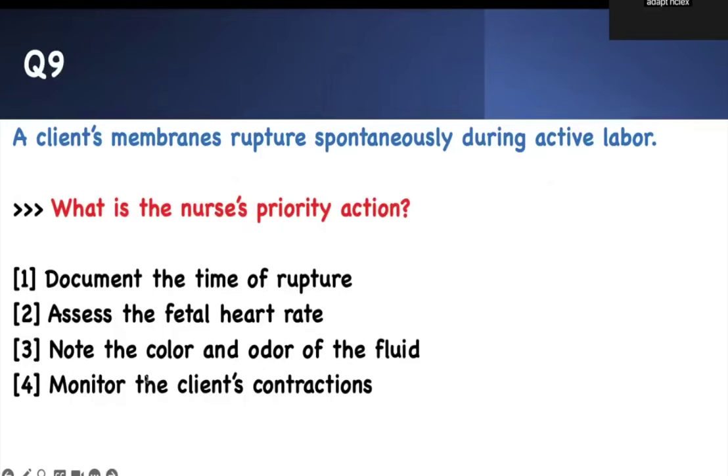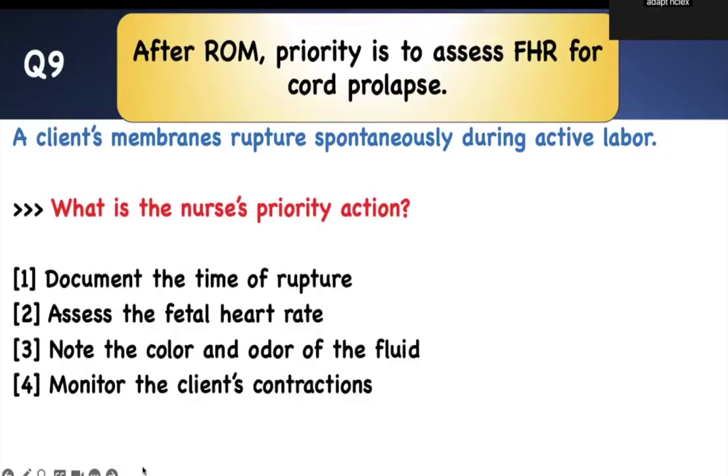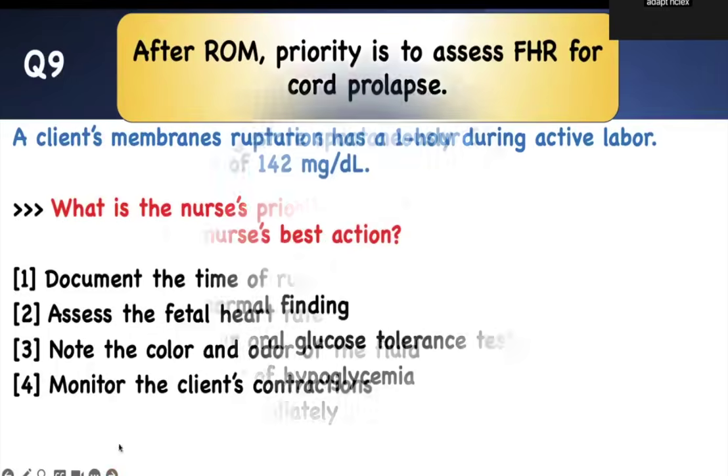Documenting the time is okay. Checking the color and the odor is okay. Monitoring the contractions is okay. But the word priority, I've got to look at the baby. Is the baby decelerating? Then I need to do something. Number 2 is the right answer. Therefore, after a rupture of membranes, priority is to assess fetal heart rate and look for cord prolapse.